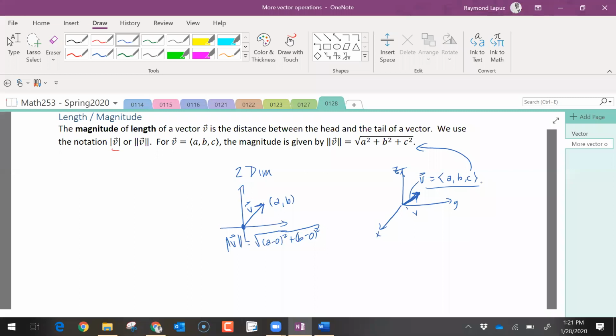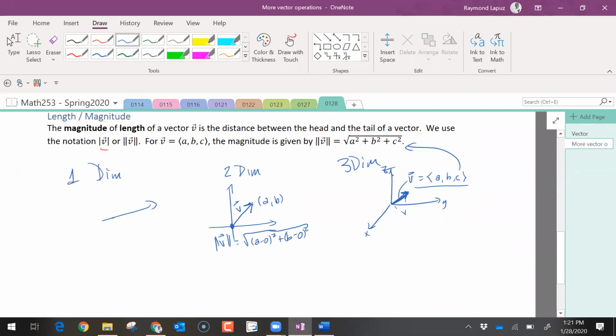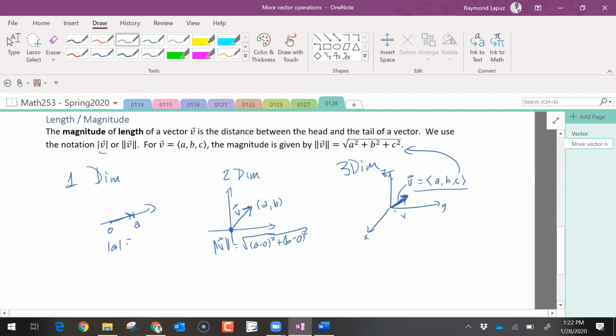And so I want to go back to 1 dimension. You can think about just from 0, you can just have a point going to A. And you can think about that as just a vector. This is really just a line segment. And so what's the distance of that? The absolute value of A. And if you follow through, it's the square root of A minus 0 squared, which is the square root of A squared, which we know should be positive.